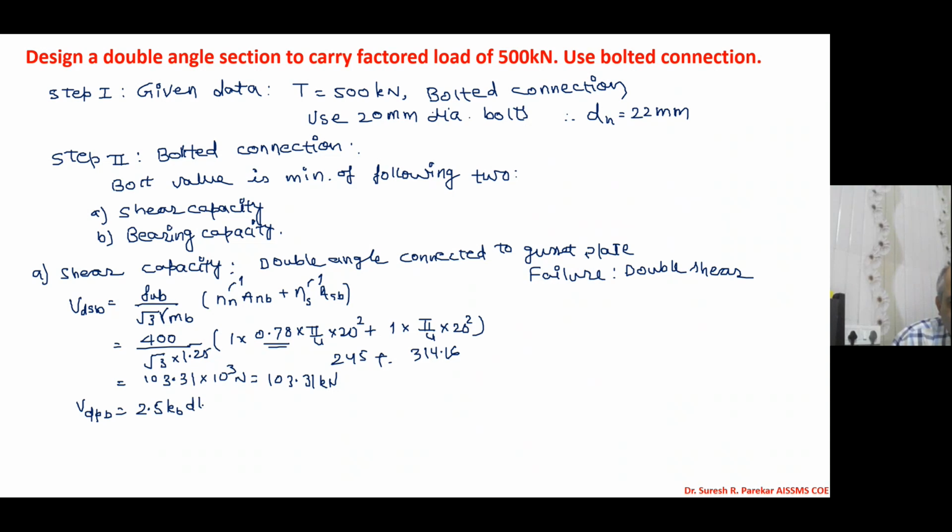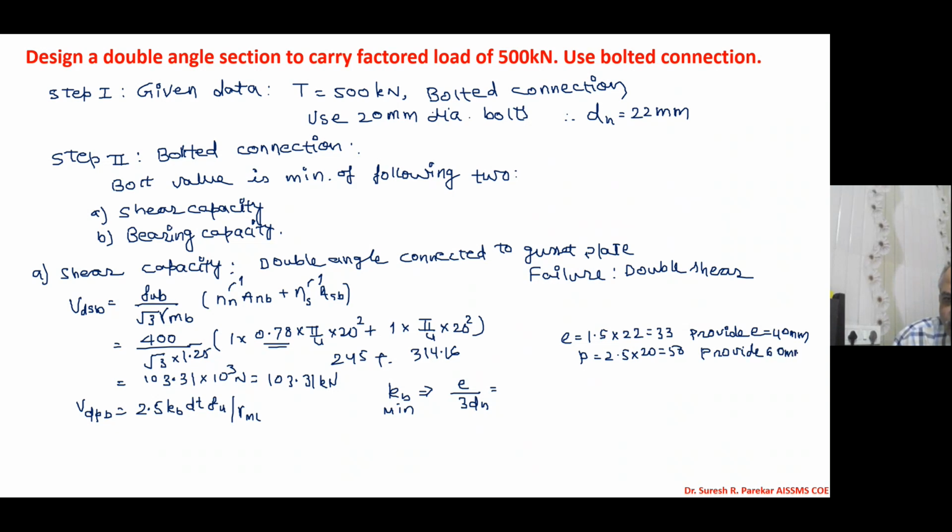Then we have VDPB equal to 2.5 kb d t fu upon gamma ml. Now important is kb, it is the minimum of E upon 3dh. Now in examination directly you can have E equal to 1.5 into 22, 33. Provide E 40, and P you can write 2.5 into 20, 50. Provide 60. We should be fast actually in this.